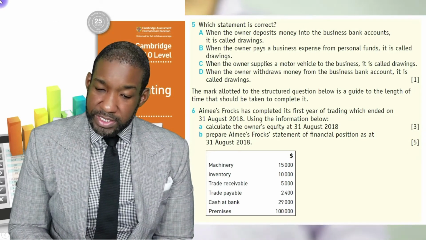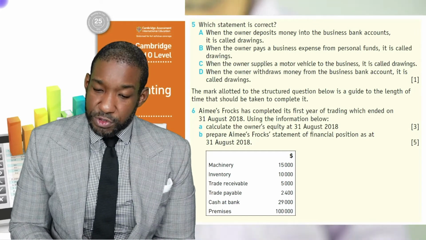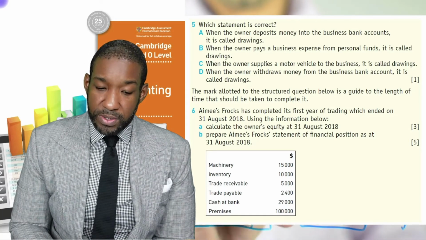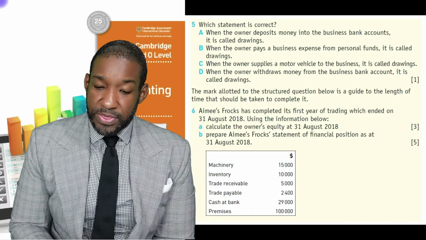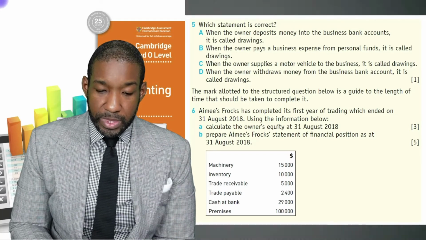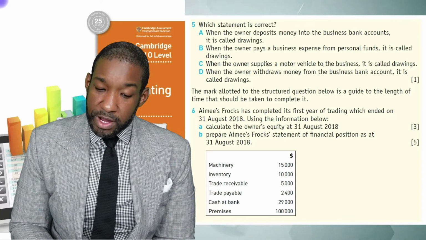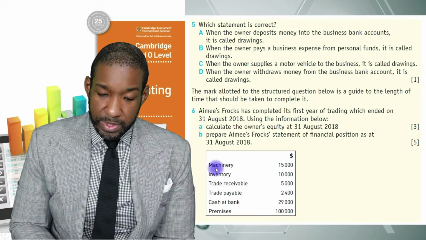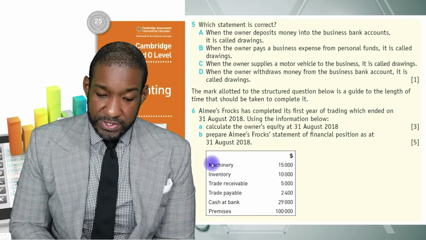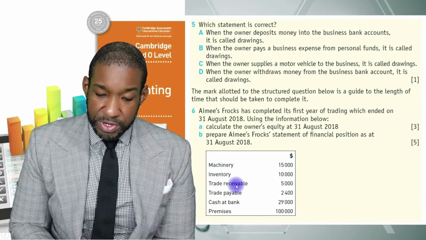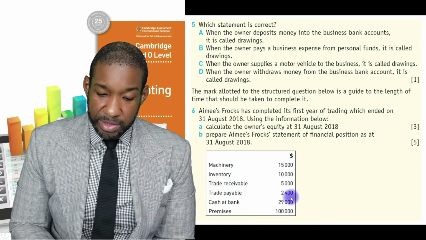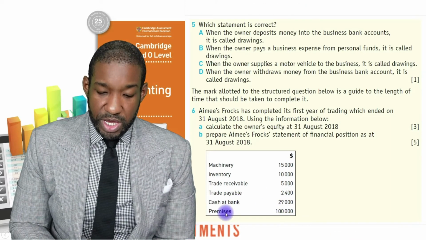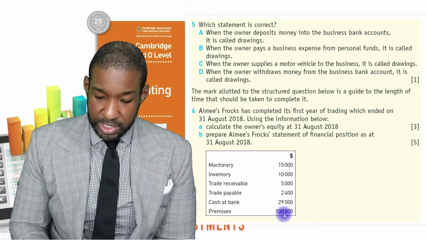It says Amy Frox has completed its first year of trading, which ended on the 31st of August 2018. Using the information below, A. Calculate the owner's equity at the 31st of August 2018. B. Prepare Amy Frox's statement of financial position as at the 31st of August 2018. We have machinery, $15,000, inventory, $10,000, trade receivable, $5,000, trade payable, $2,400, cash at bank, $29,000, premises, $100,000.